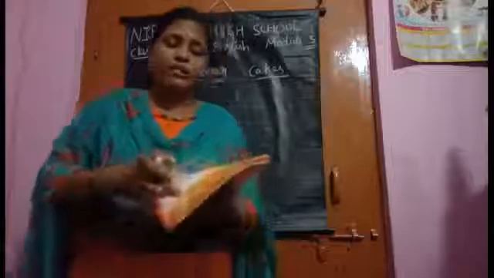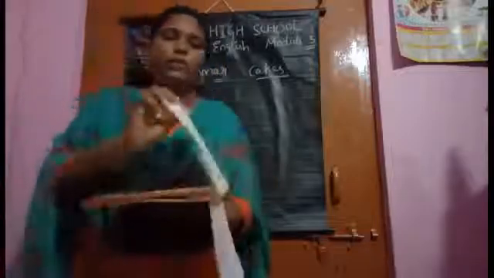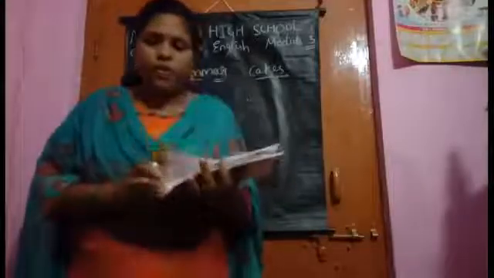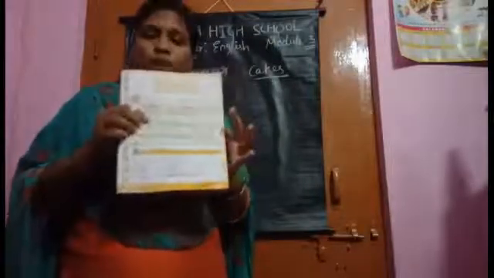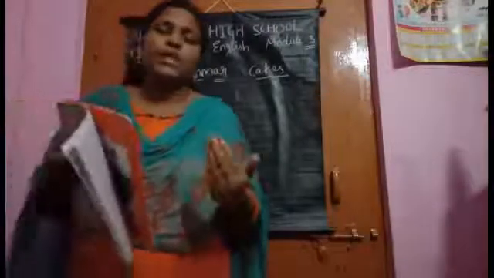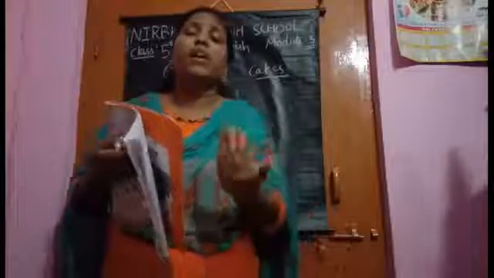See here children, now I will show you. One page. What will we call this? We call this a page. Yes children. Now I am taking 1, 2, 3, 4, 5. Like this I am taking. Now what will you call this? Pages. We have one book. What will you call it? Book. We have 2, 3 books. What will you call them? Books. Yes children, this is the difference between singular and plural nouns.